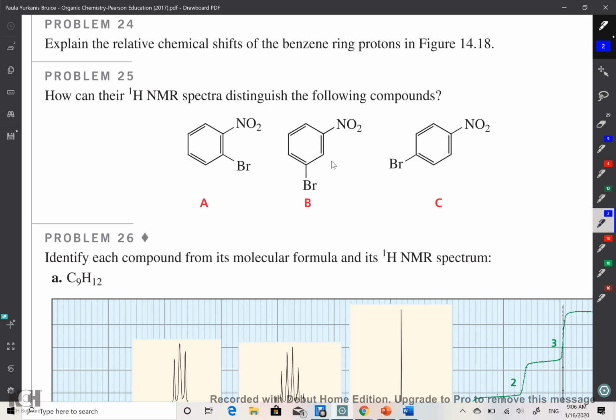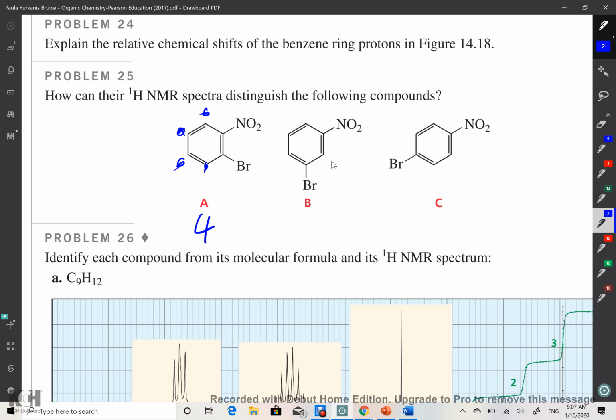So let's try to distinguish. How would the proton NMR for this compound be distinguished? Let's look at A, for example. How many signals do you expect to see on the NMR of A? Meaning, how many different types of protons do you have in A? You expect to see 4 signals. There's a hydrogen here, different from this one, different from that one, different from that one. So for proton NMR of A, we expect to see 4 signals.